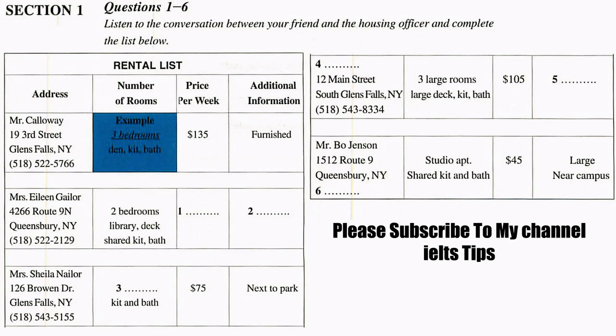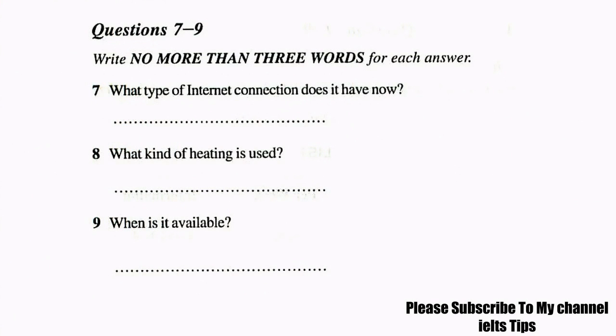Your friend decides that he would like to talk to Mr. Bo Jensen. Look at questions 7 to 9. Answer questions 7 to 9. Write no more than 3 words for each answer.